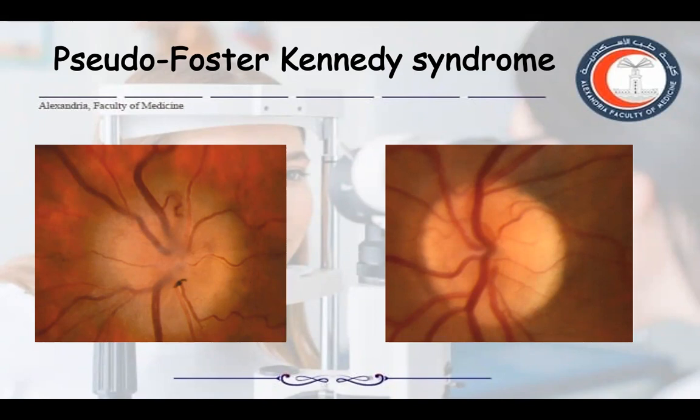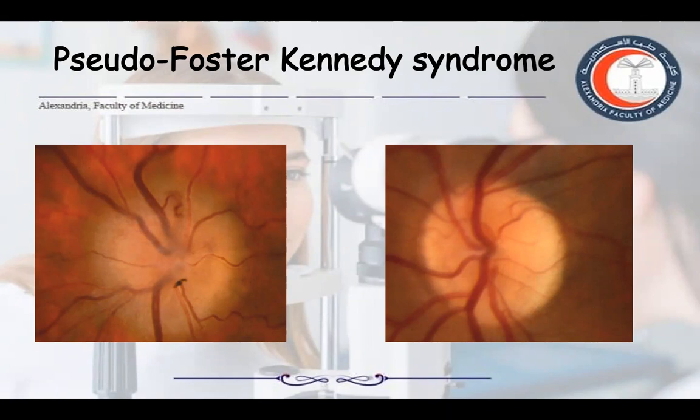Perfect. Yes. Foster-Kennedy syndrome is a condition characterized by a frontal lobe space-occupying lesion that compresses the optic nerve on one side, causing optic atrophy, and increases the intracranial pressure, causing optic disc edema on the other side. As in these two pictures, we have on one side the optic atrophy, and on the other side the optic disc edema.